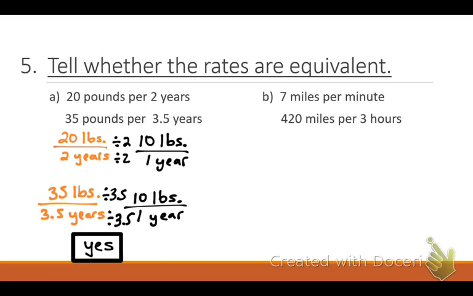Problem B. It says right here 7 miles per minute and 420 miles per 3 hours. Does anything look different or unusual about problem B than problem A? Janet, what's different about it? Well, it's not telling us how many. Very good. She says here we are comparing two things that have different units. While both of these say miles, what is the difference between these two? Minutes and hours. They're not the same.